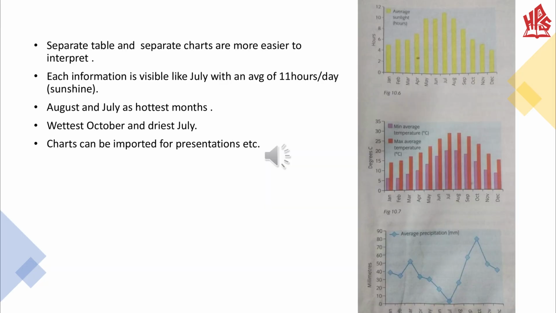Now in this figure on the right hand side, each type of bar is separately represented in the form of charts or graphs. Figure 10.6 shows average sunlight per hour from January till December. In figure 10.7 you can see the minimum to maximum average temperature from January till December, and in the third chart you have been shown the average precipitation in millimeters from January till December. Thus we can see that the separation of the charts makes it easier to understand our information, which is visibly clear.